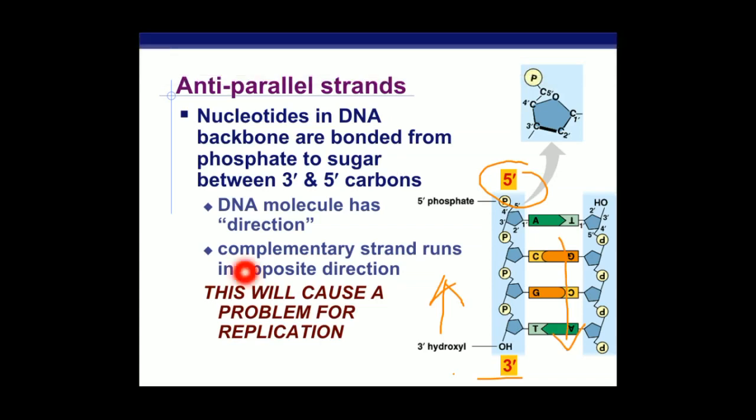And this anti-parallel strand causes a problem for replication as well. We'll discuss that later on also. So let's move on now. As you can see, this is the 3 prime and this is the 5 prime direction for the other strand. One strand is running from 3 prime to 5 prime and the other is running from 5 prime to 3 prime. They are anti-parallel, right?